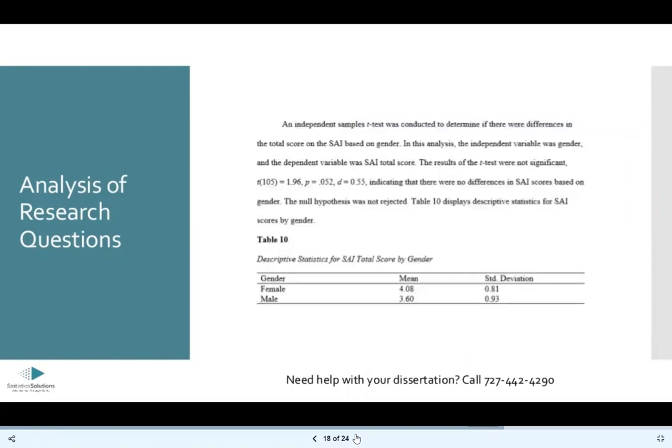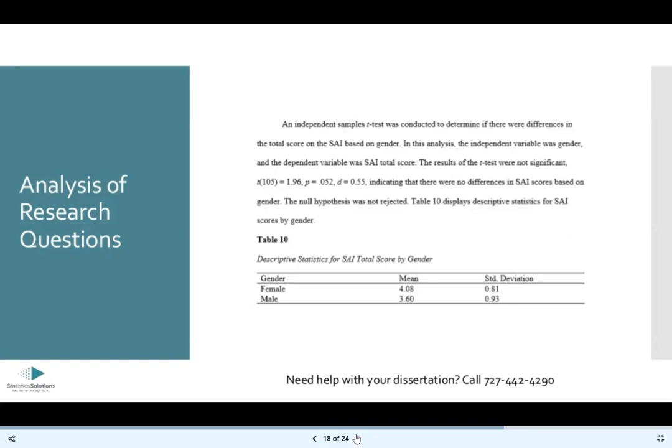So now let's look at some examples of how we might write up the results of a couple of commonly used tests. This example here features a t-test. We start by saying what analysis we're doing. An independent samples t-test was conducted. We state our independent and dependent variables. In this case, we are looking at total score on the SAI based on gender.